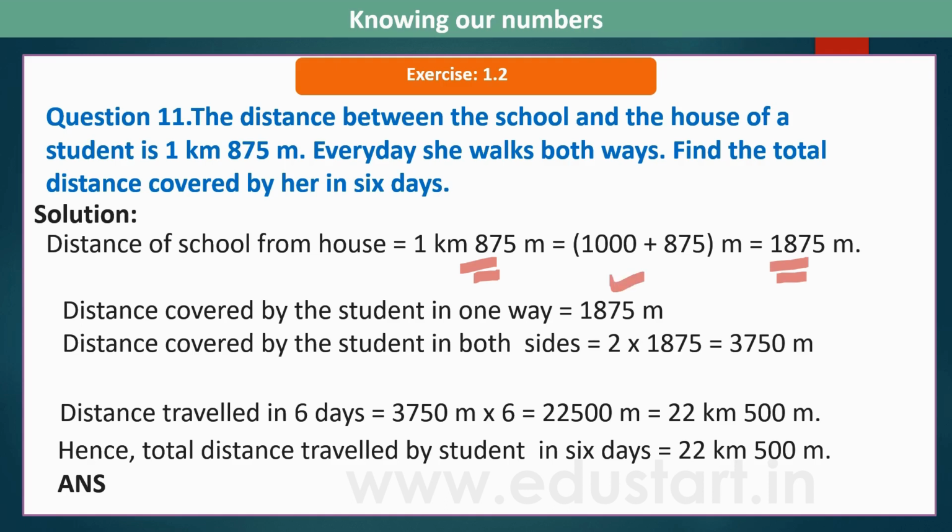Now she is going to school and again coming back to the house. So it means that she has to cover two sides, which is equal to 3750 meters. Now this is the distance she is covering in one day. Now as per the question, how much distance is she going to cover in 6 days? So the distance traveled in 6 days is equal to 3750 meters into 6, which is 22,500 meters, which is equal to 22 kilometers 500 meters. Hence, the total distance traveled by the student in 6 days is 22 kilometers and 500 meters. I think this is clear.